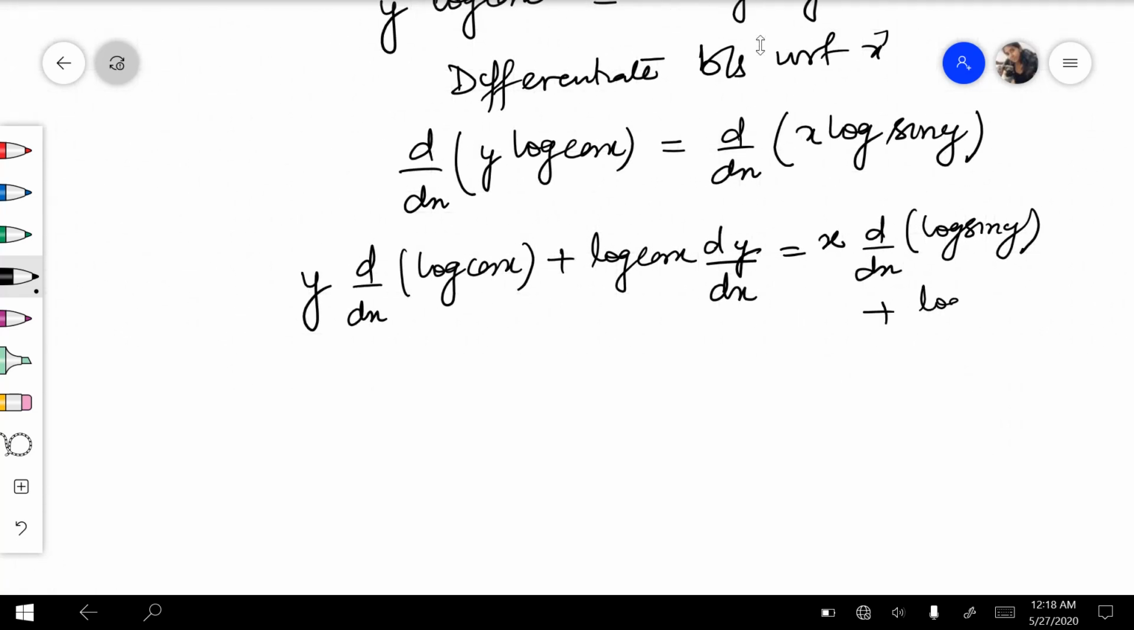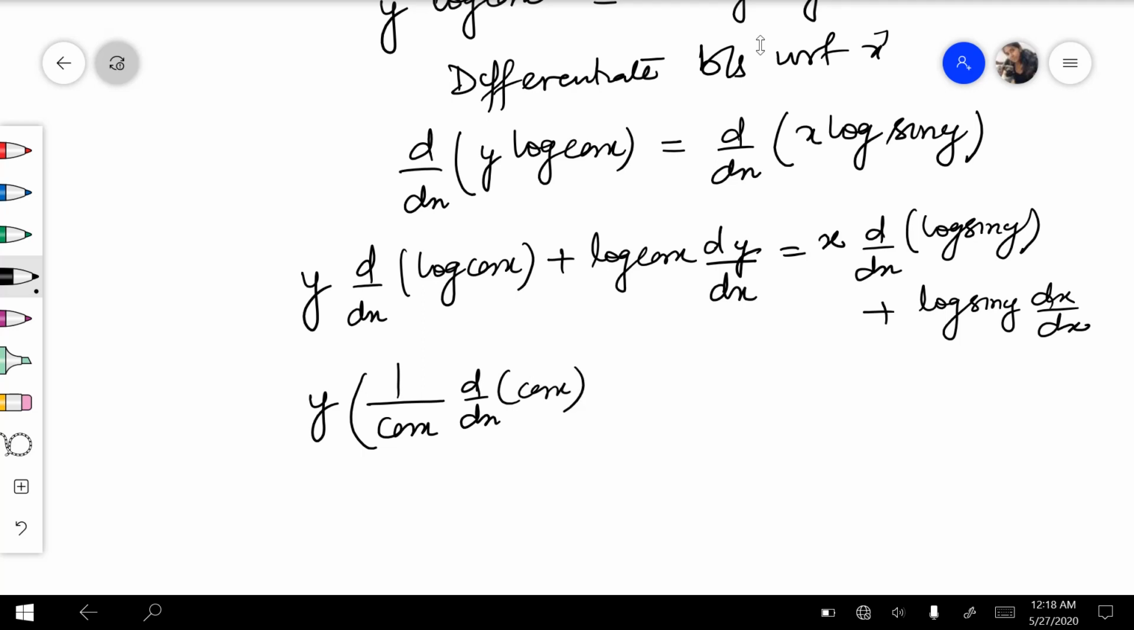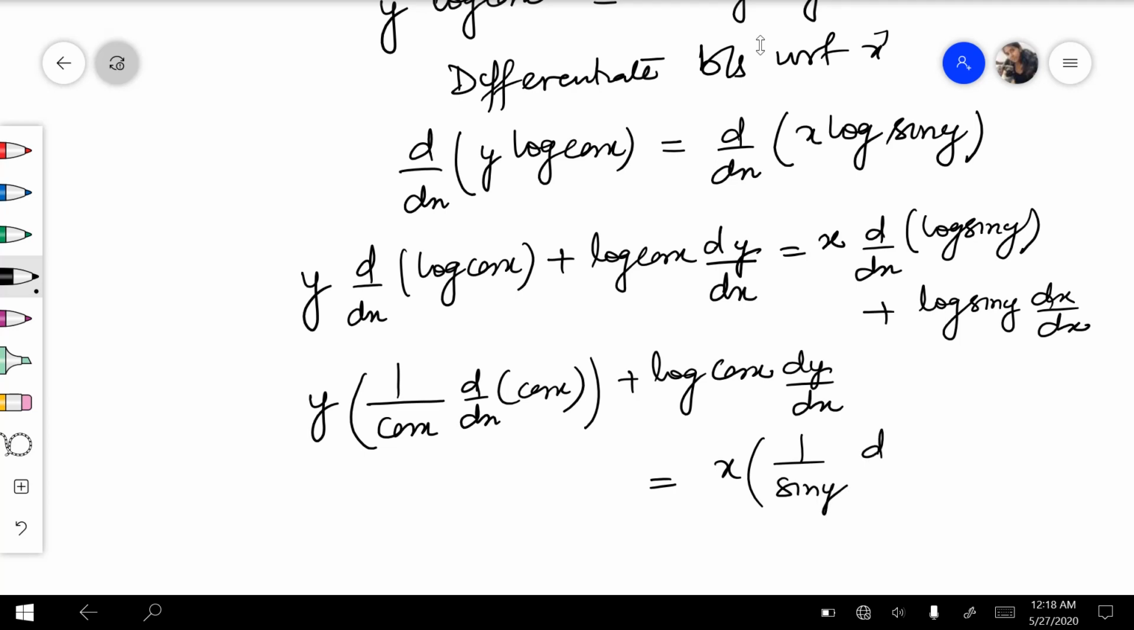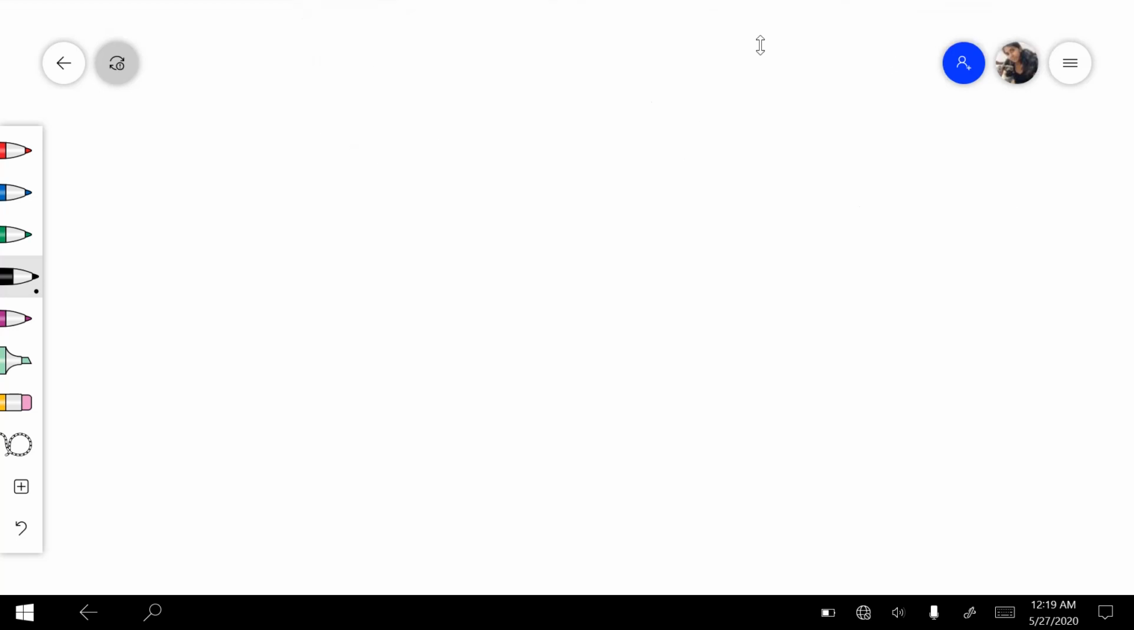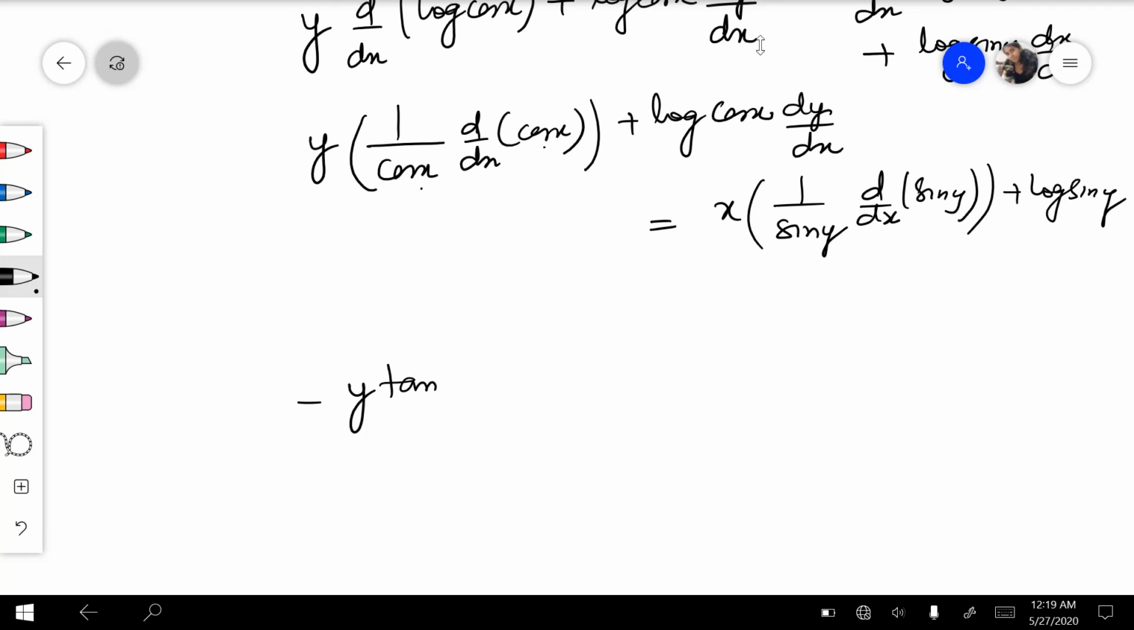plus log of sin y into dx upon dx. So y into, log cos x का डेरिवेटिव 1 by cos x into d by dx of cos x, plus log of cos x into dy upon dx is equal to x into 1 upon sin y into sin y का डेरिवेटिव, प्लस log of sin y. चलो सिंप्लीफाई करते हैं. cos x का डिफरेंशिएशन माइनस sin x, sin अपॉन cos is tan, प्लस log of cos x into dy upon dx. sin y का डिफरेंशिएशन cos upon sin is cot y into dy upon dx प्लस log of sin y.